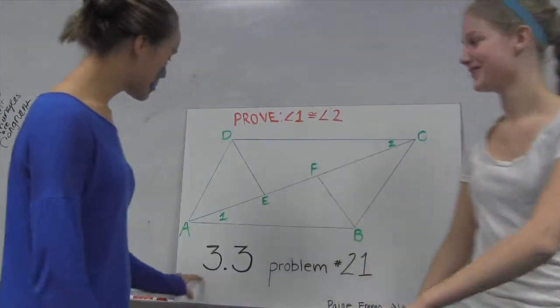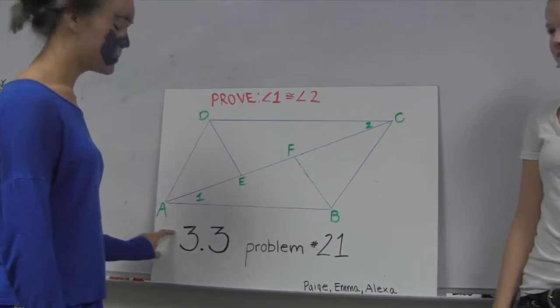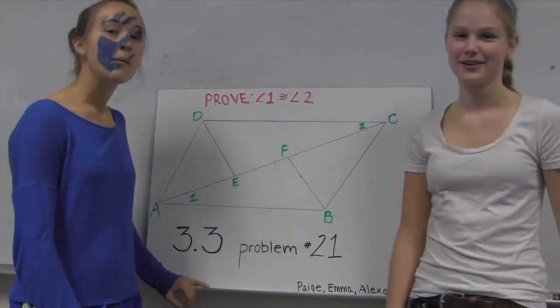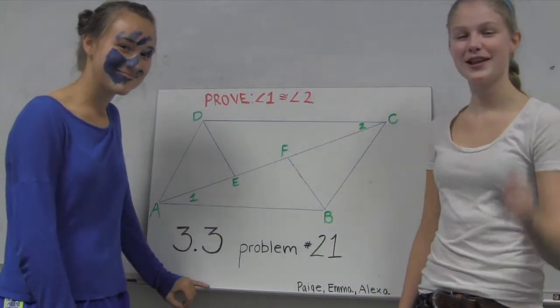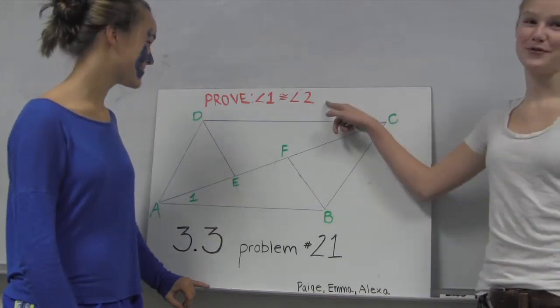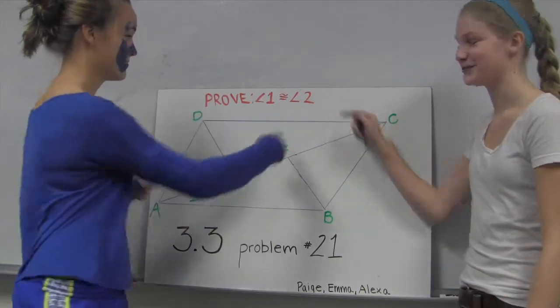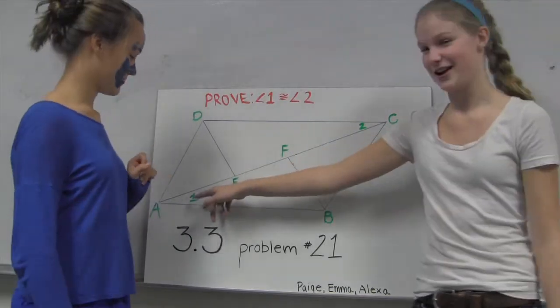Today we are going to be working on problem 21 from chapter 3.3. And we know it's hard, but you can break it down and you can do it. So let's dive right into it. We're trying to prove that angle 1 is congruent to angle 2, right here and right here.